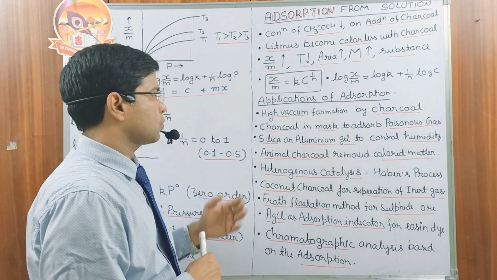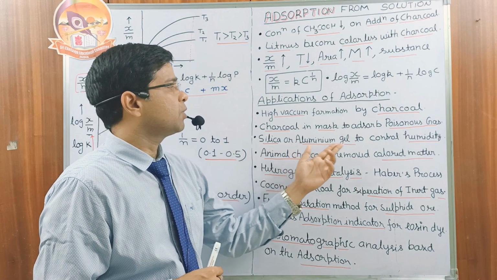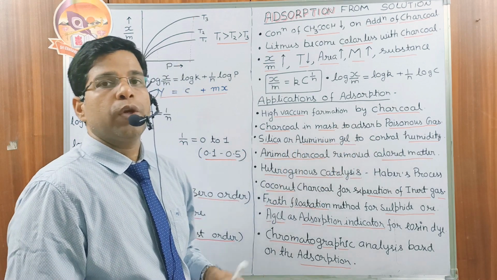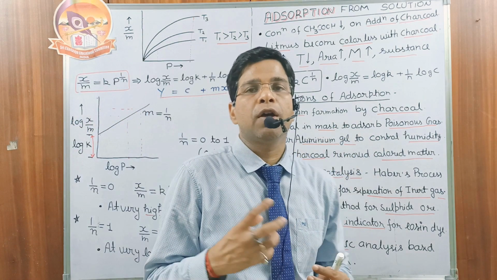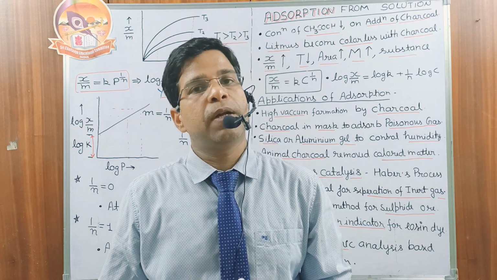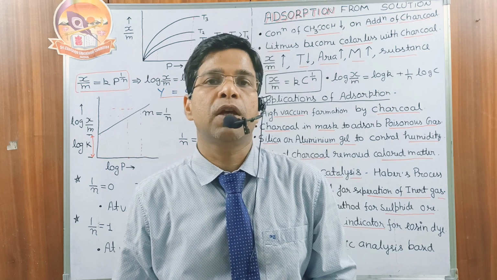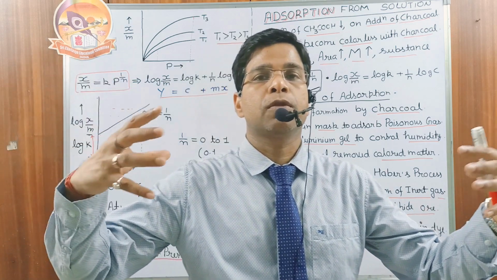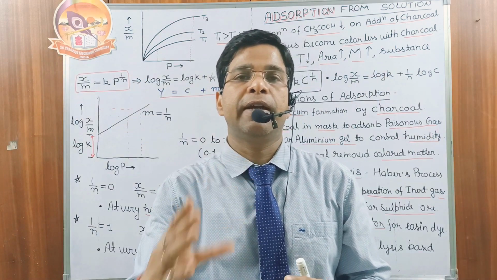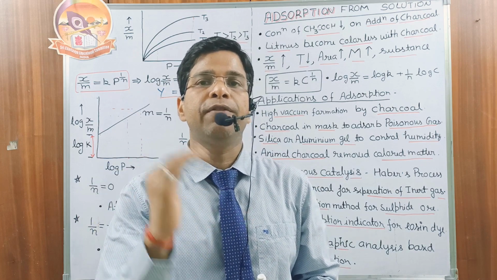Silica gel and aluminum gel control the humidity. If we want to remove the humidity from the surroundings, what is the best option? We have to use silica gel or aluminum gel. They adsorb all the moisture present on their surface, and that's how we can decrease the humidity from the air.